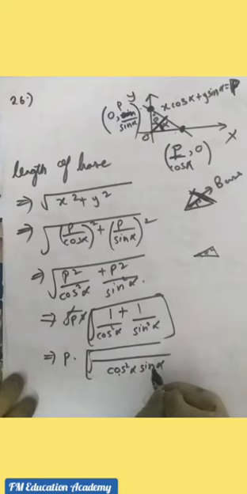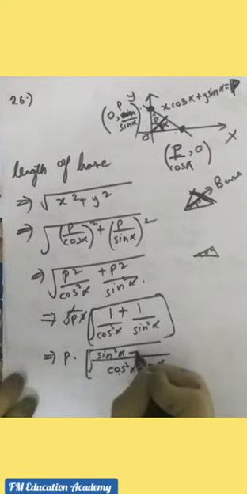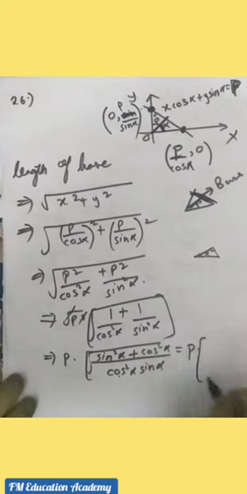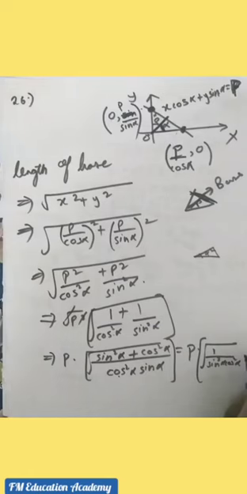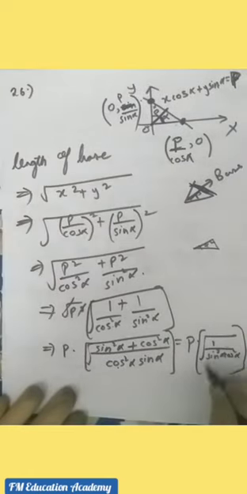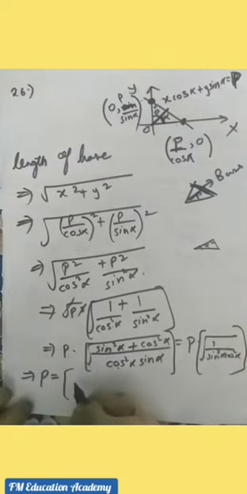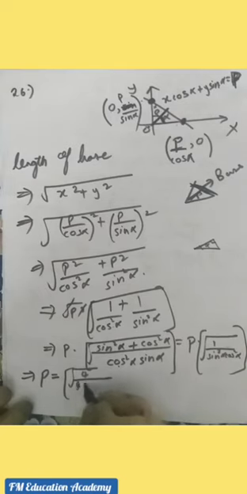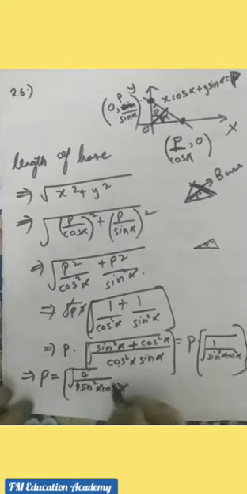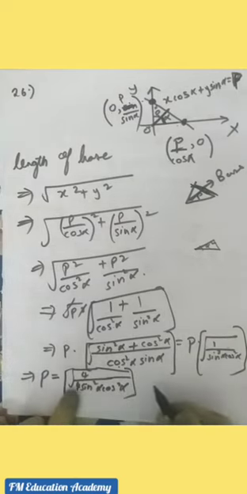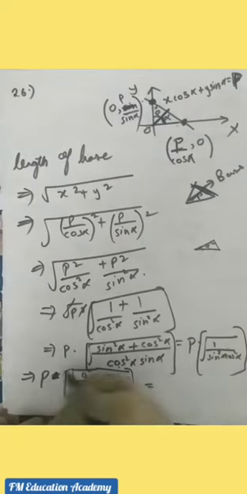Take out the LCM. Cos square alpha into sin square alpha by cos square alpha is sin square alpha, plus cos square alpha into sin square alpha by sin square alpha is cos square alpha. So we have p into root of sin square alpha plus cos square alpha, which is 1, by sin square alpha into cos square alpha. What we can do here is multiply and divide with 4 in both numerator and denominator. So what will it become? P into root 4 by 4 sin square alpha into cos square alpha.